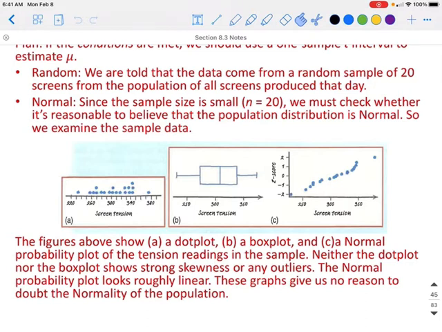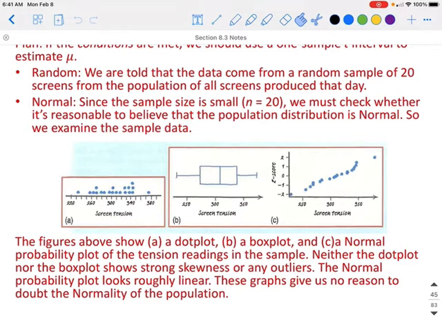In that box plot, it does look pretty normal. It is about symmetric. There are no huge outliers. There's no huge skewness. And from the dot plot, you can see there are no big outliers, no information that shows us great skewness. So we can say the normal probability plot is roughly linear, and the box plot has no strong skewness or outliers. So these graphs give us no reason to doubt the normality of the population.